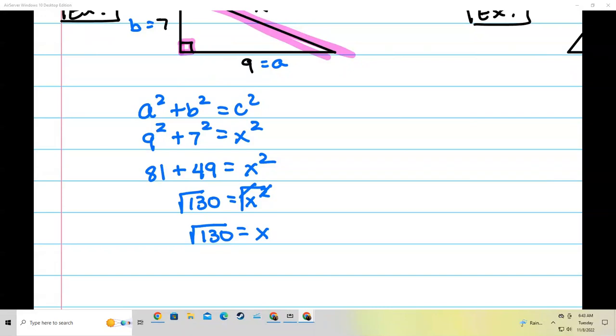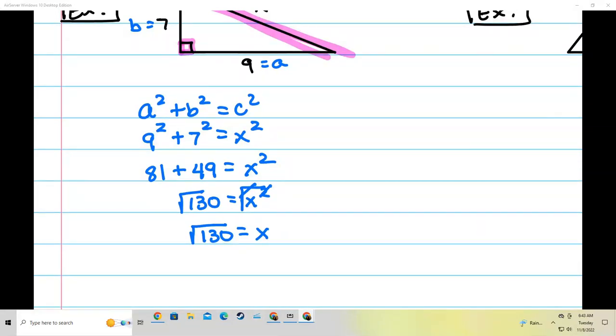Now, what you should do at this point is there's going to be one of 2 things. They're either going to ask you to round to the nearest hundredth. Okay, if you're going to round to the nearest hundredth, you're going to type in square root of 130 into your calculator and find the decimal approximation. If they don't tell you to round to the nearest hundredth, then you're going to have to simplify that radical. So that means we're going to be doing the lesson from before.